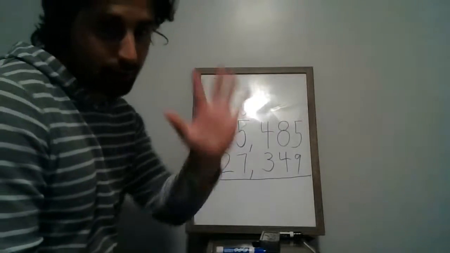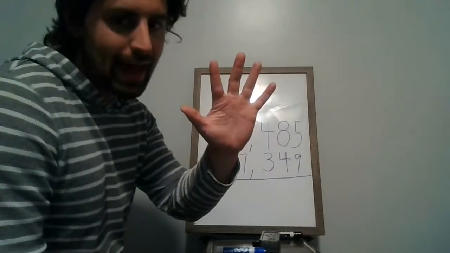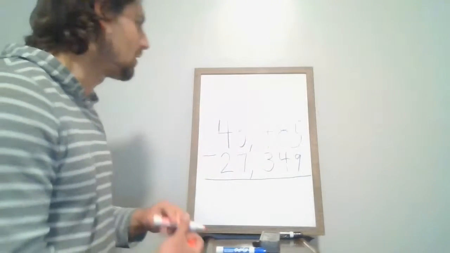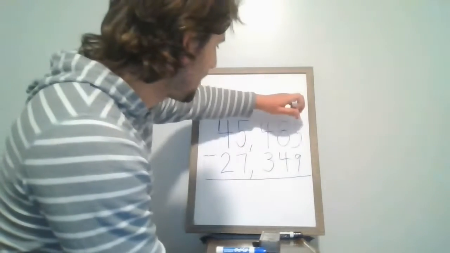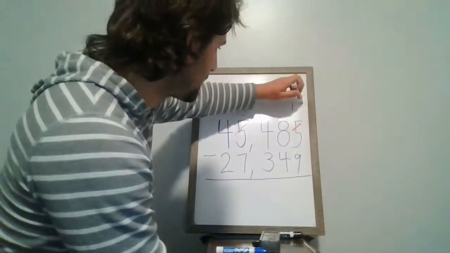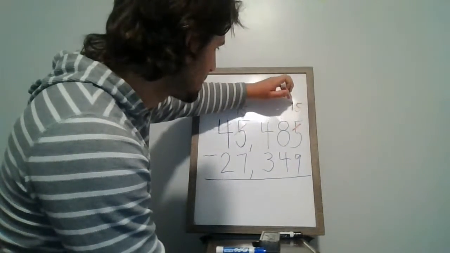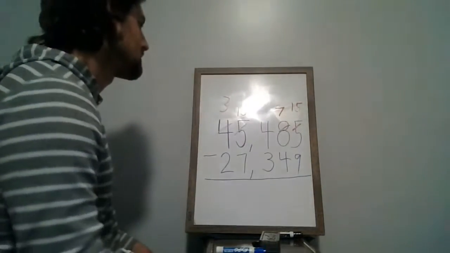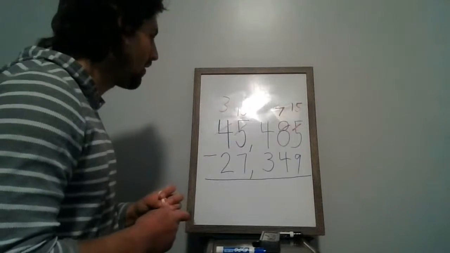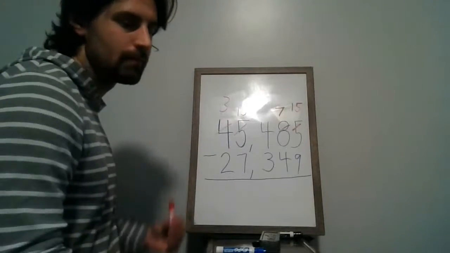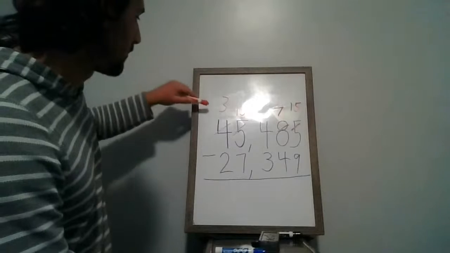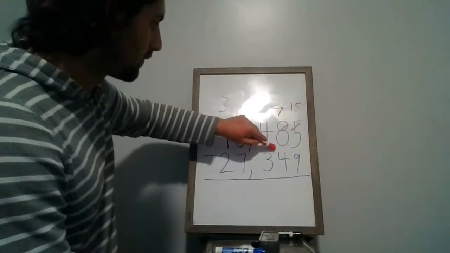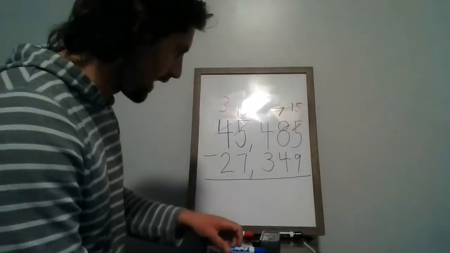If we're starting out with 5, we cannot take 9 away if we're starting out with 5. So the 5 is going to become a 15. 8 becomes a 7. All right. So now all the regrouping is done. So we're ready to subtract. Yep, 3 is bigger than 2, 15 is bigger than 7, 4 is bigger than 3, 7 is bigger than 4, 15 is bigger than 9.